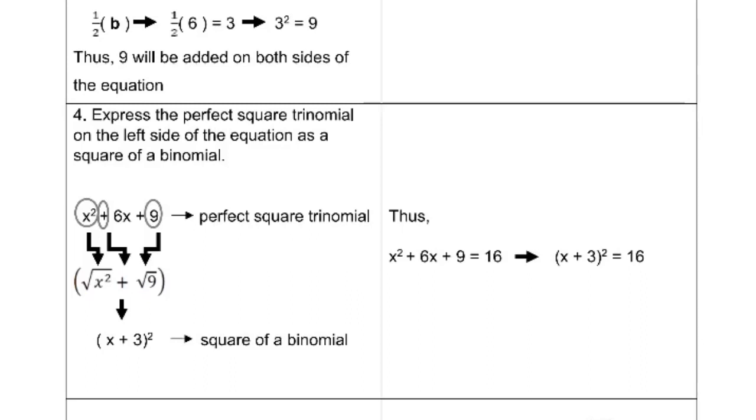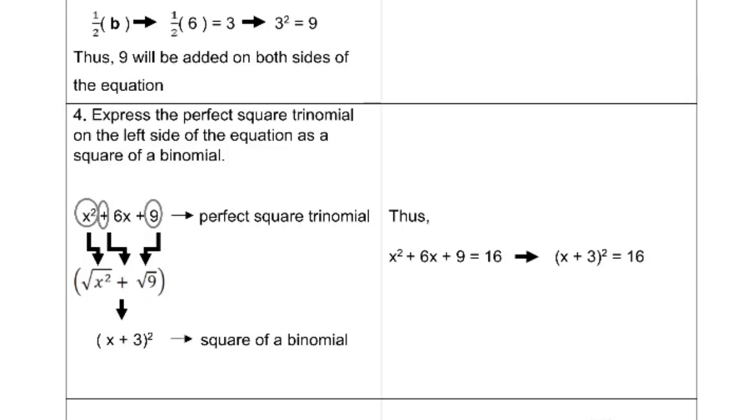Number 4 is to express the perfect square trinomial on the left side of the equation as a square of a binomial. So the number that you're going to use here is the number that you squared in the third step. Okay, so the number that you squared here is 3. So we're going to express this one as a binomial using 3. So we can have the square of a binomial as quantity of x plus 3 squared.